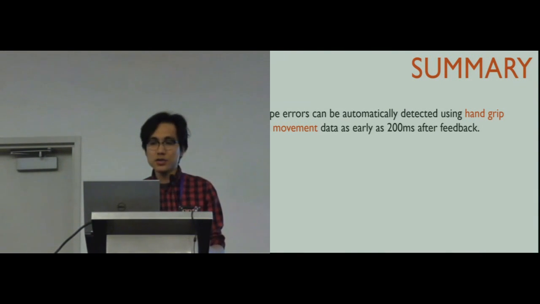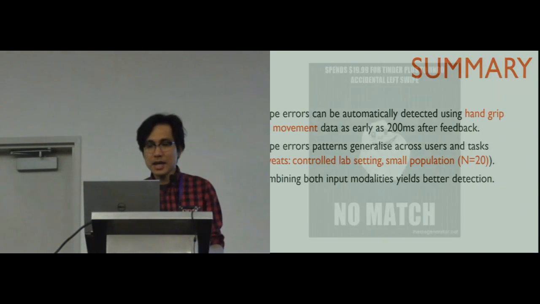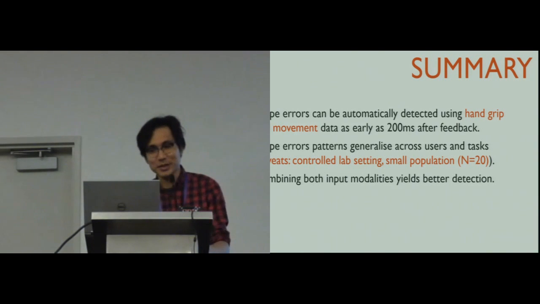To summarize, using our technique, we show that swipe errors can be automatically detected using hand grip and movement data as early as 200 milliseconds after the feedback. We also show that the swipe error patterns are not user and task specific. However, it should be noted that this study was done in a controlled lab setting using swipe data from a small population. And finally, we show that using both inputs to train the model, we can get better swipe error detection performance. Thank you.